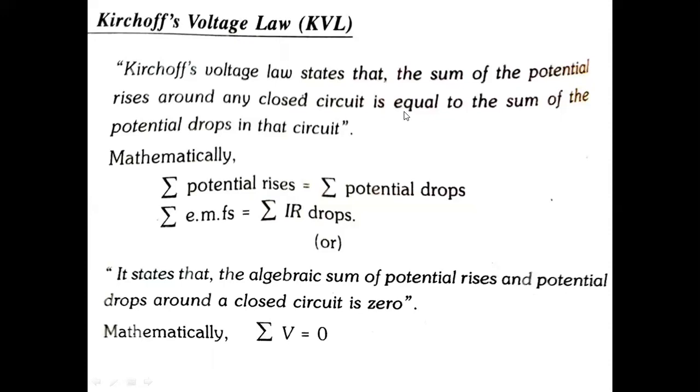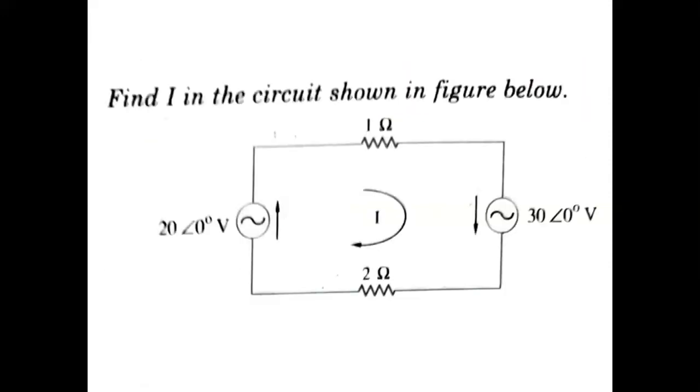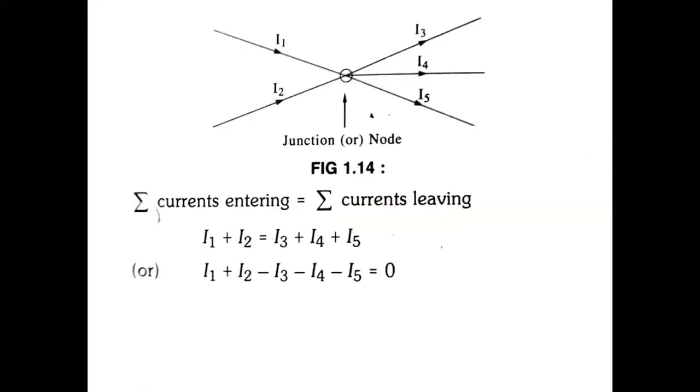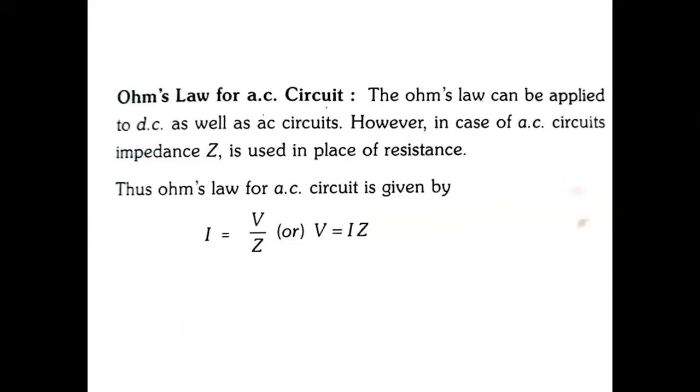Kirchhoff's voltage law states that the sum of the potential rises around any closed circuit is equal to the sum of the potential drops in that circuit. That is, the algebraic sum of the potential differences around a closed circuit is 0. Okay, note down.